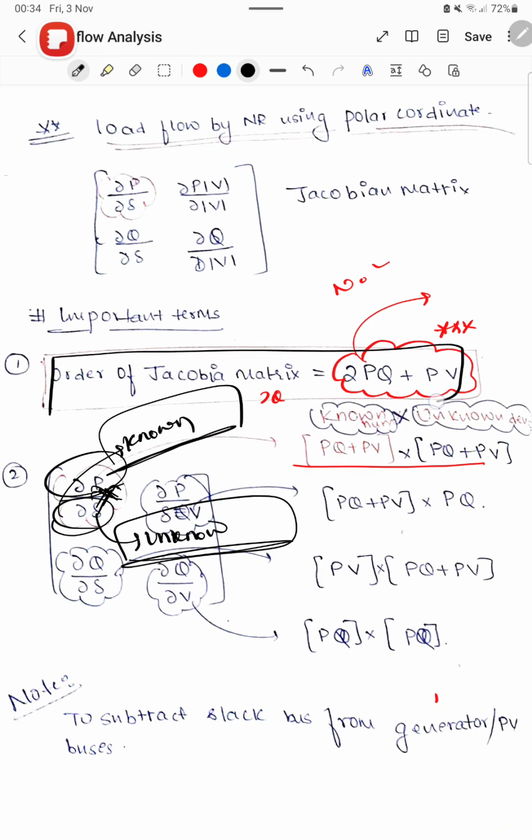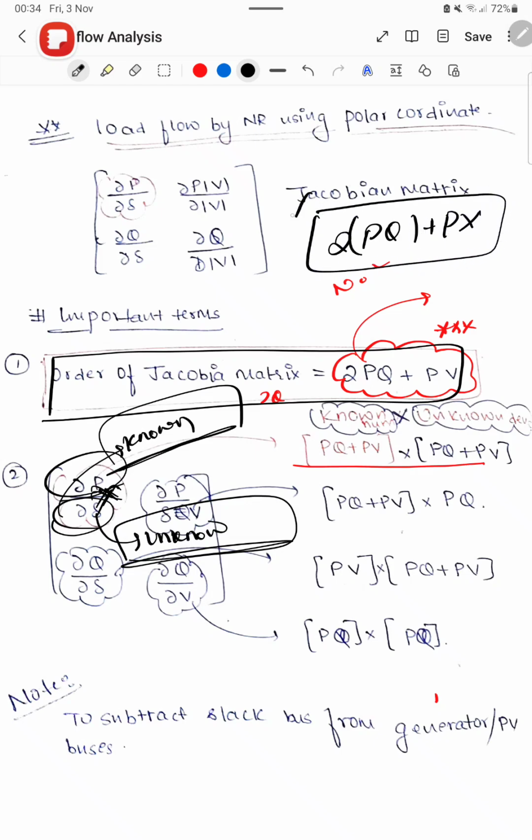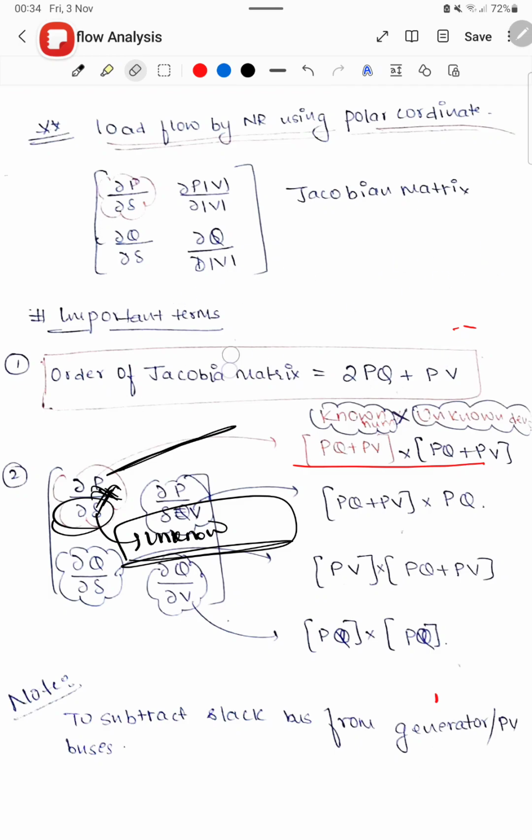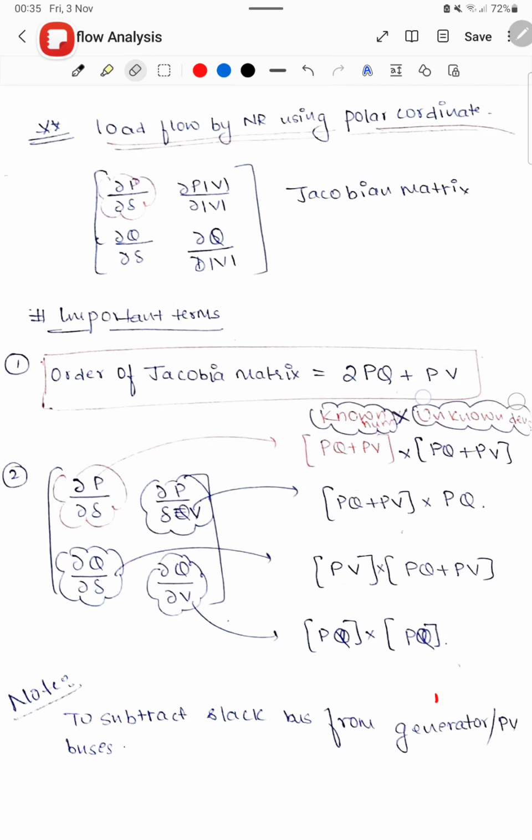And the order of the Jacobian, as discussed, is 2PQ plus PV. Fine, that's the order of the Jacobian matrix. One very important note: never forget the slack bus. Slack bus is nothing but a generator bus, so we should never dare to forget that. We always have to subtract it whenever a generator bus or PV bus is given. PV is nothing but a generator bus. We can call it a generator bus, PV bus, or variable Q bus. We need to keep in mind that we need to subtract the slack bus if not given explicitly. With this we can wrap up this lecture. Thank you.